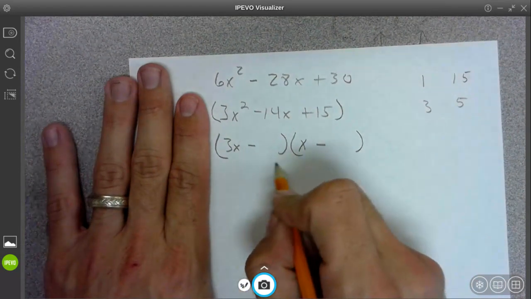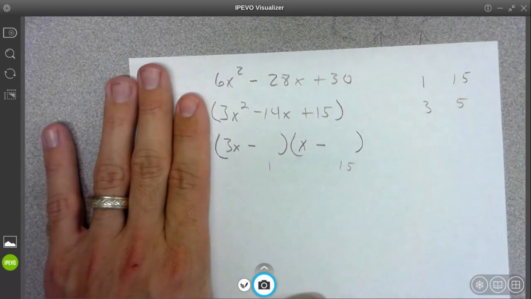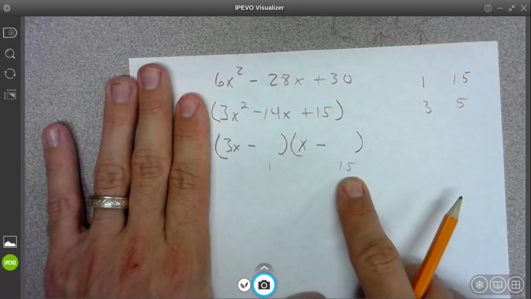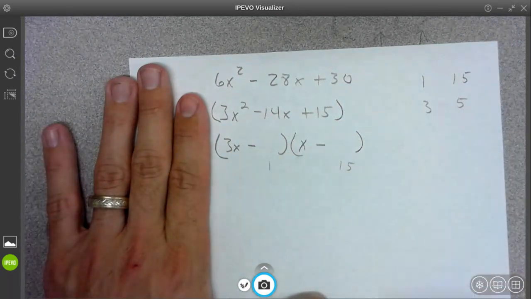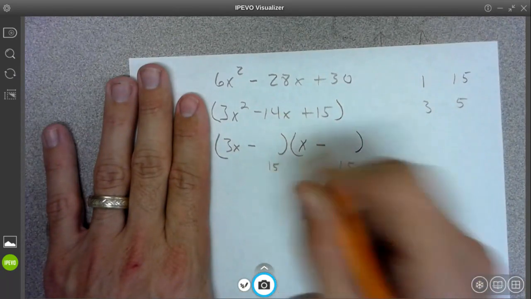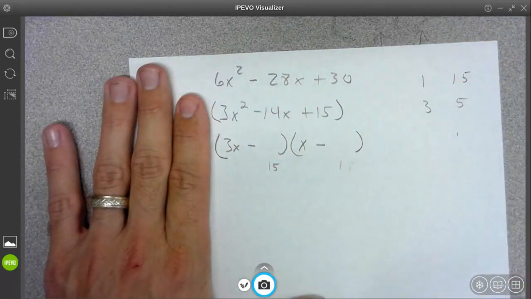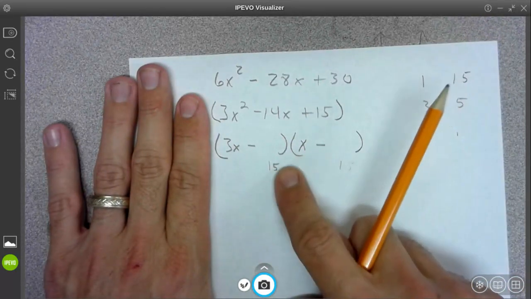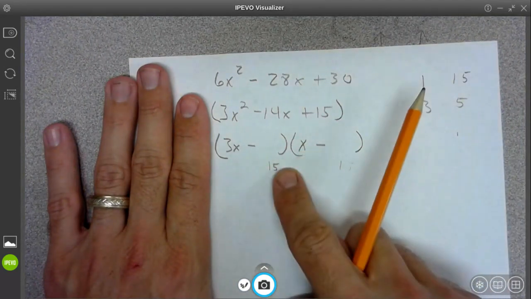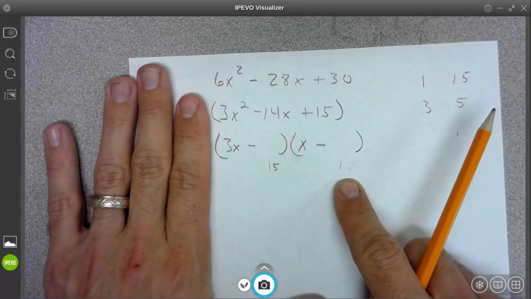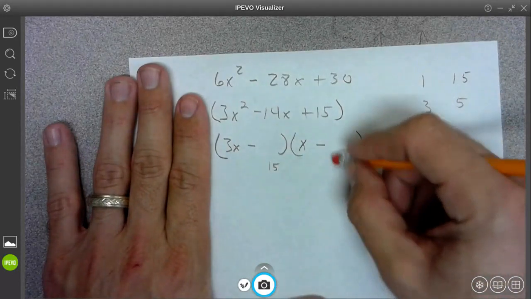So let me try 1 and 15. Okay, 3 times 15 is 45. 1 times x, that'd be 46. That's not it. Let's try the 15 there and the 1 there. 15 times x is 15x. And these are all negatives, but that doesn't matter. So 15x, 3 times 1 is 3. That gives you 18. It doesn't give you 14.